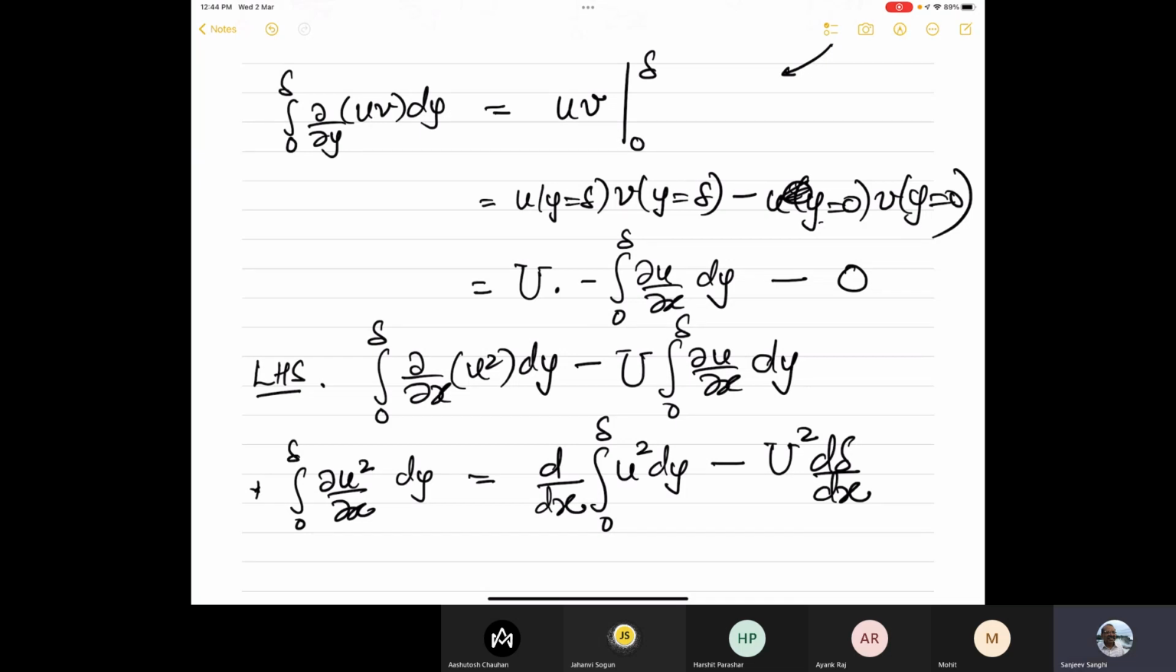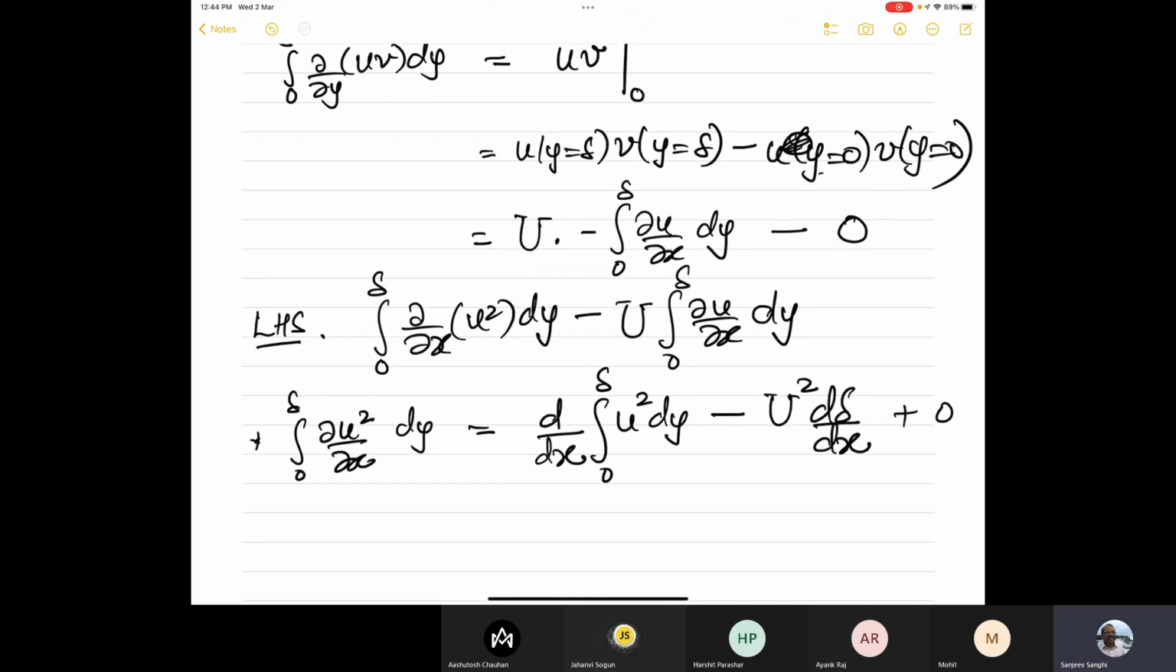So basically, if I look at d by dx of the integral from 0 to delta of u square dy, in terms of Leibniz rule, I take the derivative inside, which is the left hand side, plus the value of u at y is equal to delta, which is capital U. So U square times d delta by dx, and then there will be plus 0, because the third term will be the value of u at 0, which is 0. So is this clear?